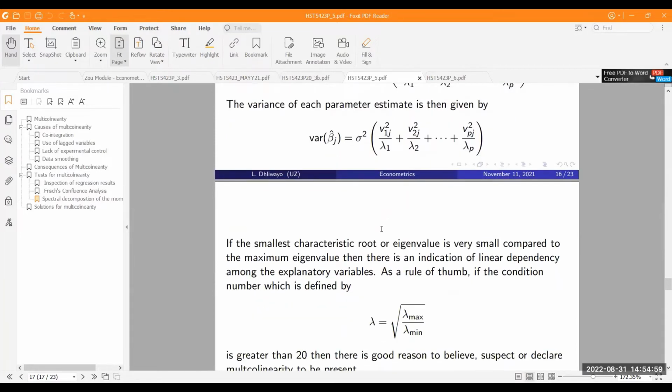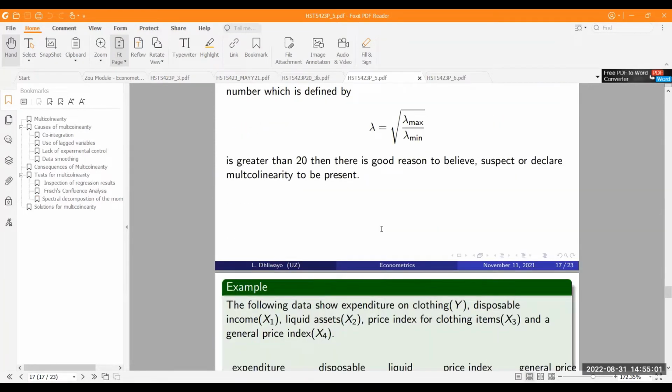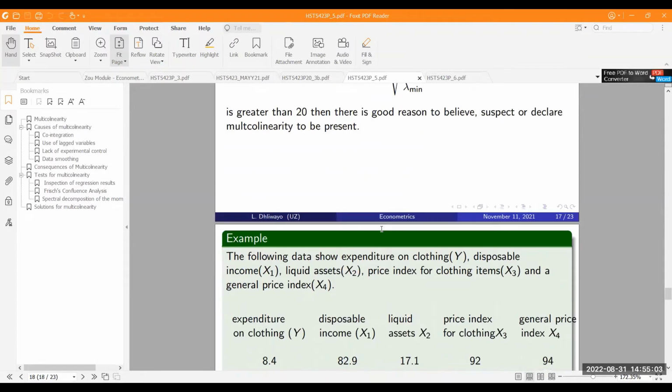So we end up with eigenvalues, eigenvectors, then we end up with lambda. If lambda is greater than 20%, then we say that. I think this one goes hand in hand with principal component analysis, if I'm not mistaken.